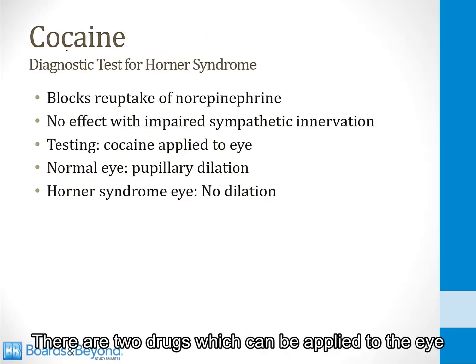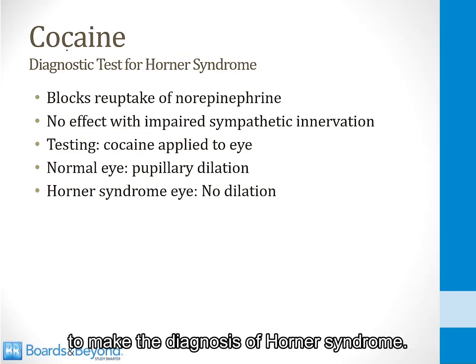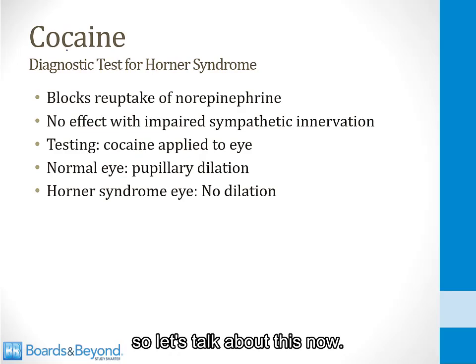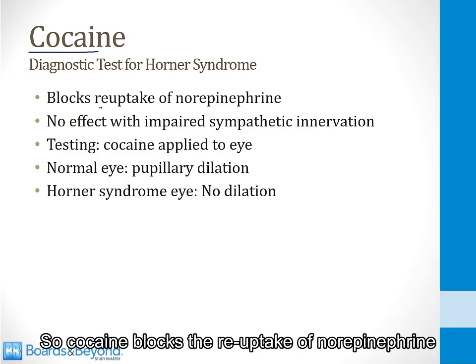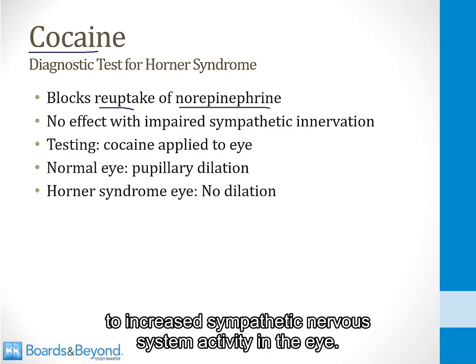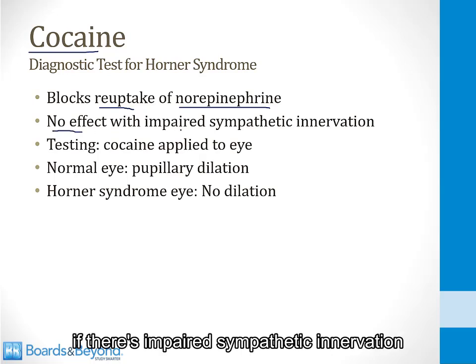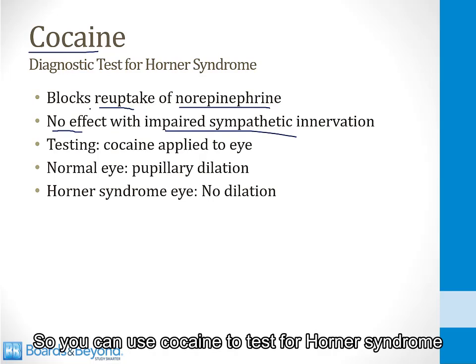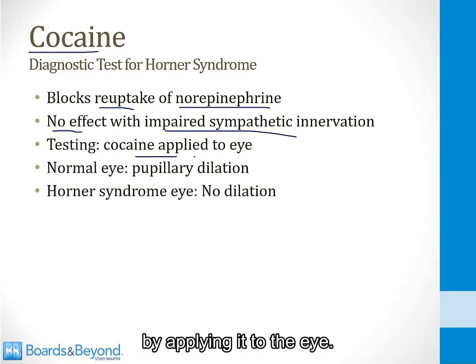There are two drugs which can be applied to the eye to make the diagnosis of Horner syndrome, and the physiology behind these drugs is important, so let's talk about this now. The first one is cocaine. Cocaine blocks the reuptake of norepinephrine, and this will lead to increased sympathetic nervous system activity in the eye. However, cocaine will have no effect if there's impaired sympathetic innervation due to Horner syndrome. So you can use cocaine to test for Horner syndrome by applying it to the eye.